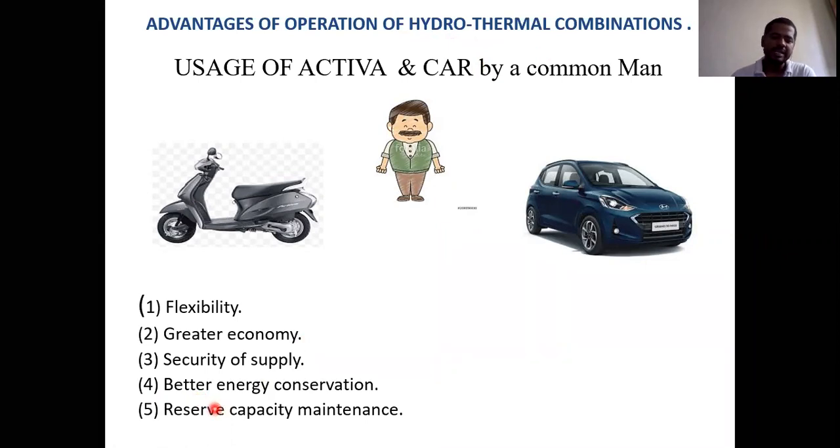Okay, and the last one is reserve capacity maintenance. When you have the two sources at a time, then automatically we can easily maintain a minimum reserve capacity. So these are some advantages when we are taking two different sources at a time. So try to apply the same concept to your example.